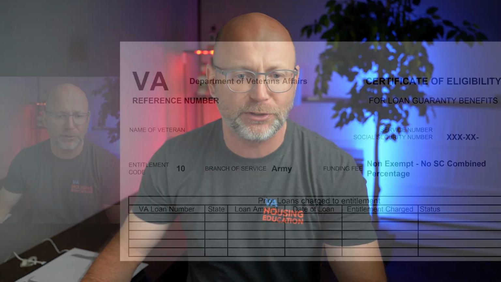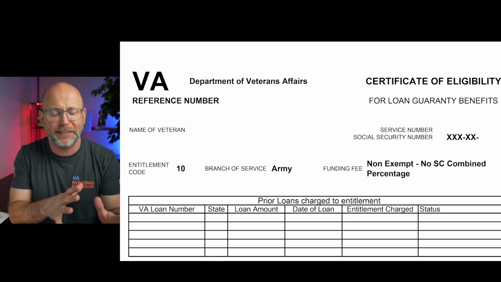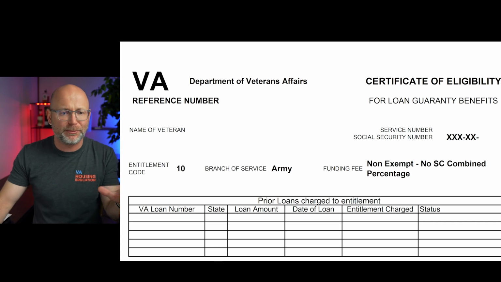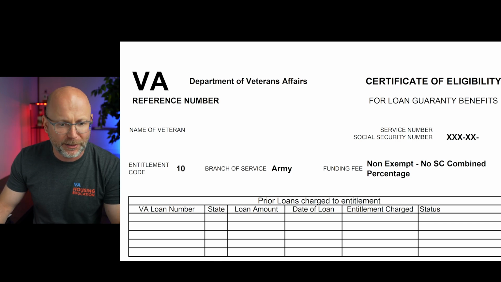I'm first going to go over two types of certificate of eligibility. I'm going to go over a regular one that doesn't have VA disability compensation and another one that does, and I'm going to break down what these terms mean. So here you're going to have your, actually, you know what? I need to turn my cursor on so you guys can actually see what I'm talking about.